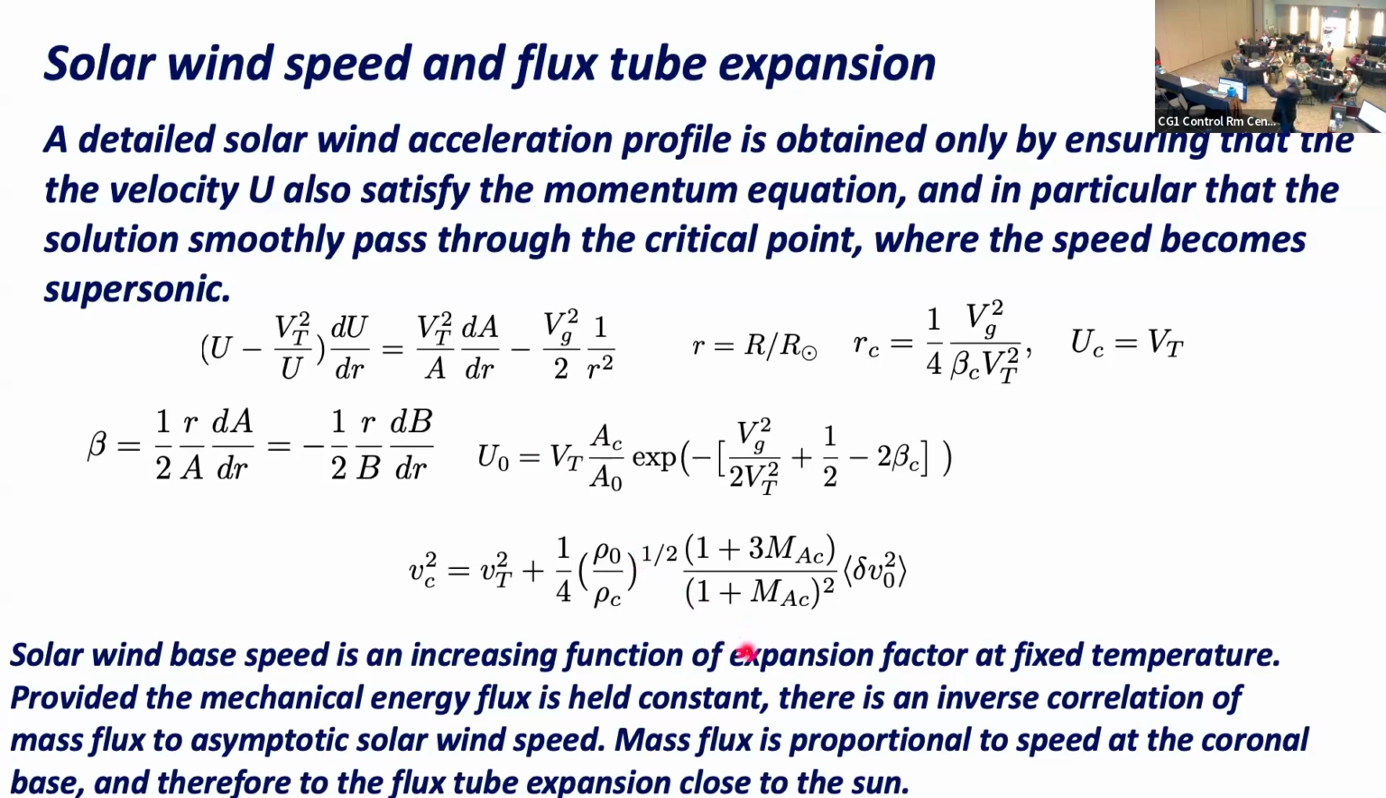This was shown by Yi-Ming Wang many, many years ago. So there's an inverse correlation of mass flux to asymptotic solar wind speed, and there's an inverse correlation of flux tube expansion to asymptotic solar wind speed.